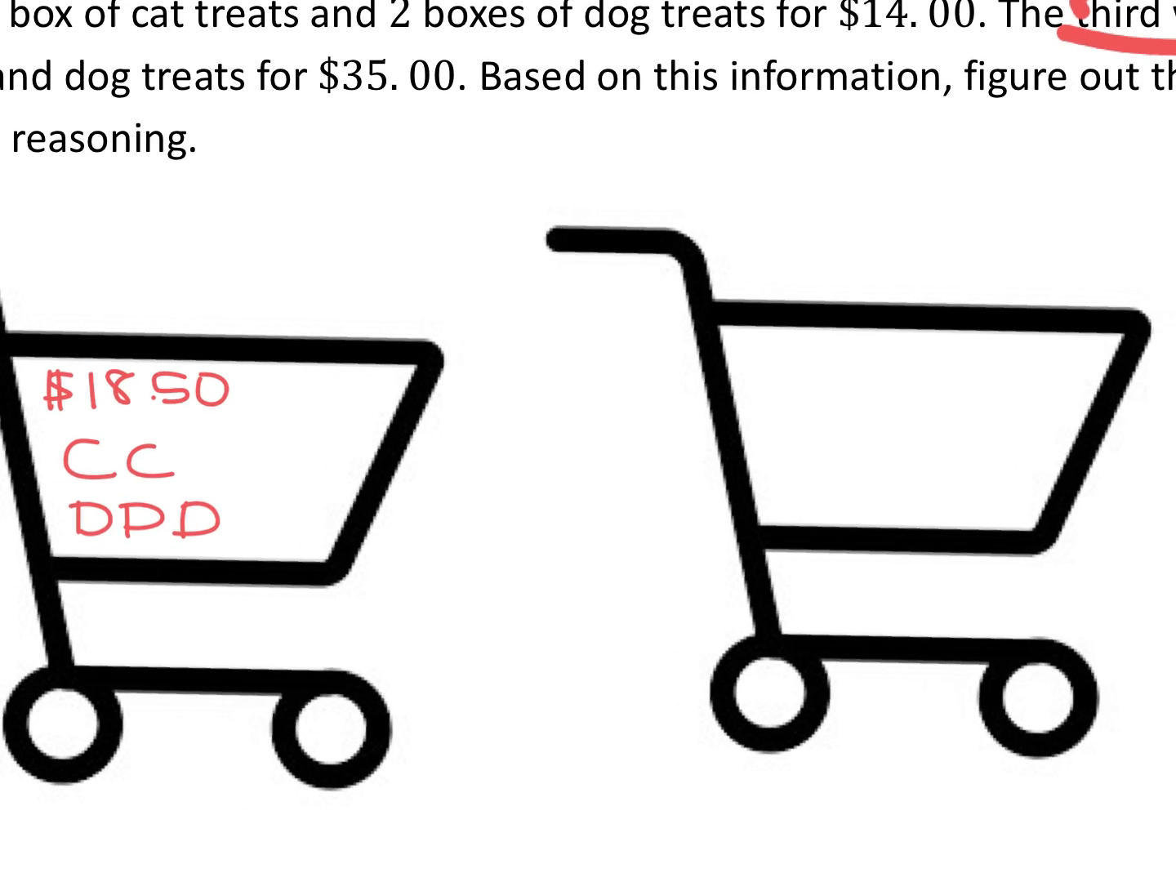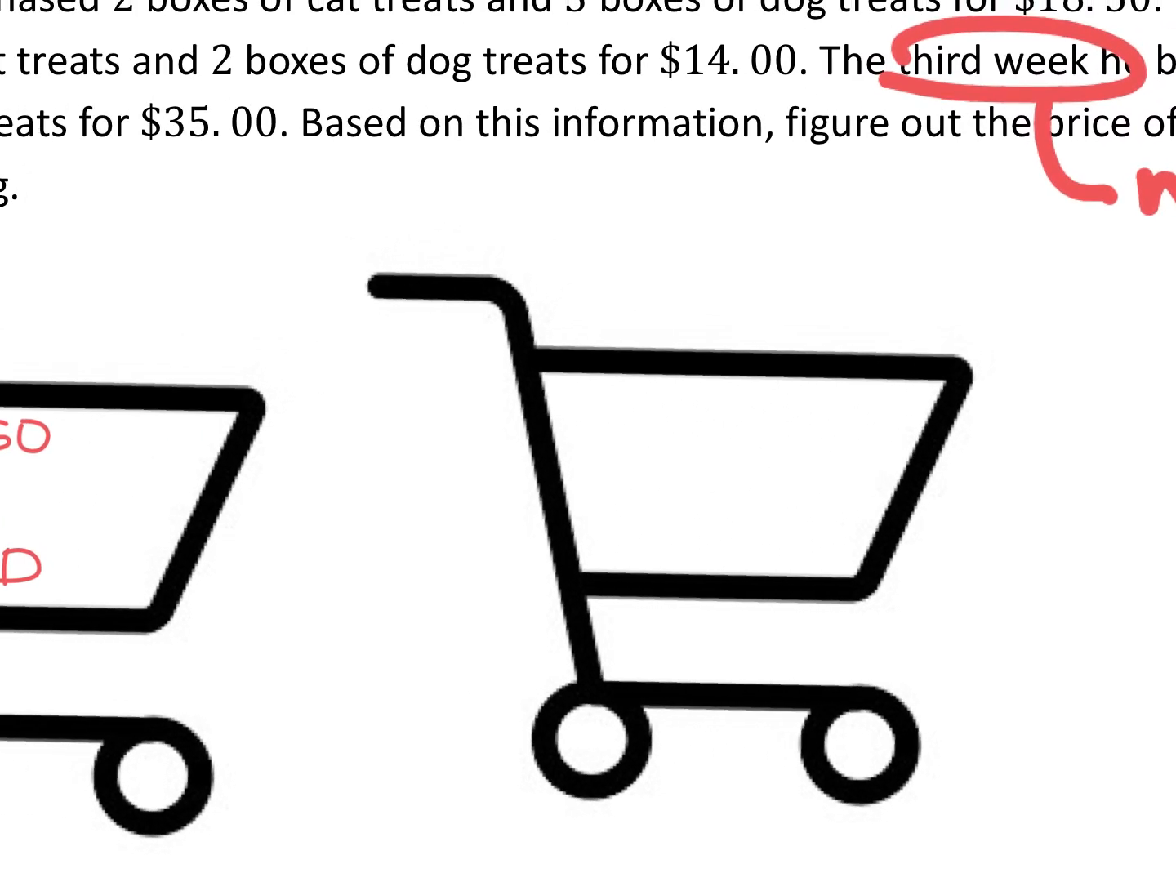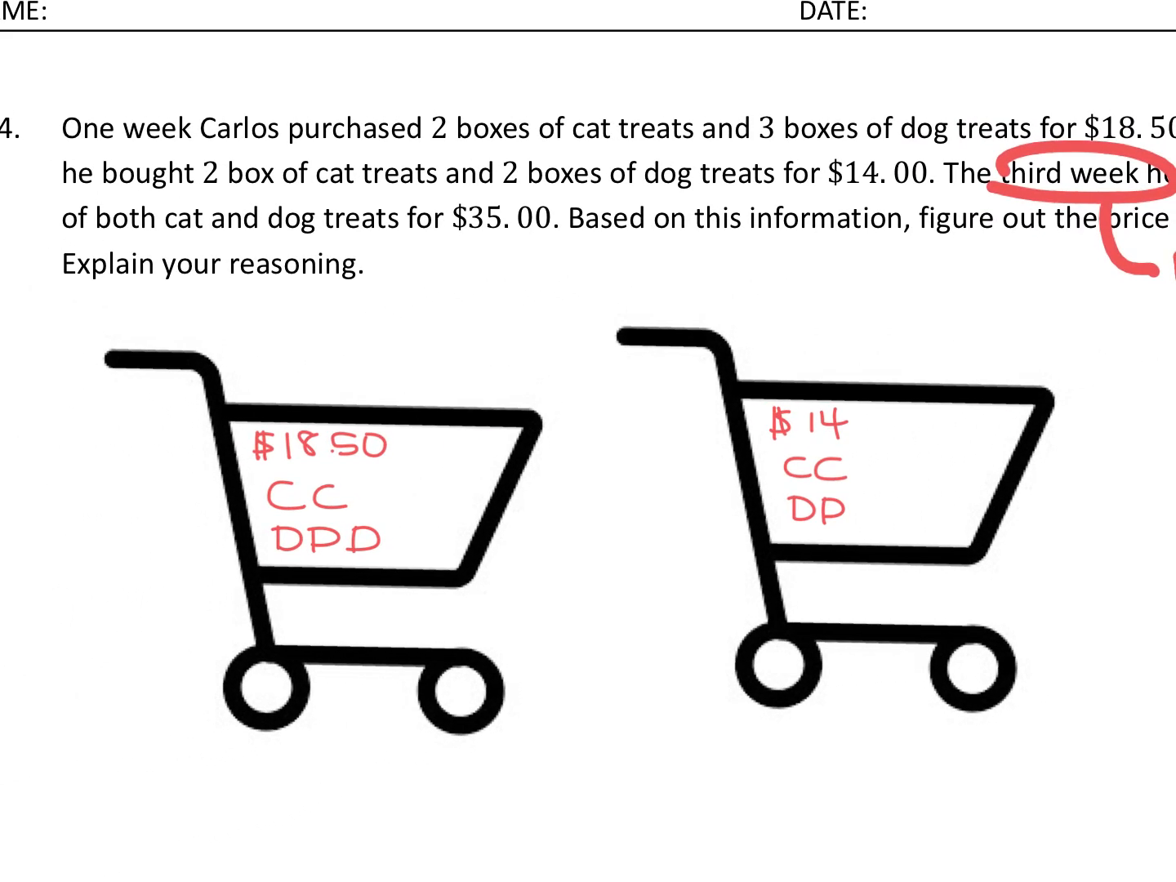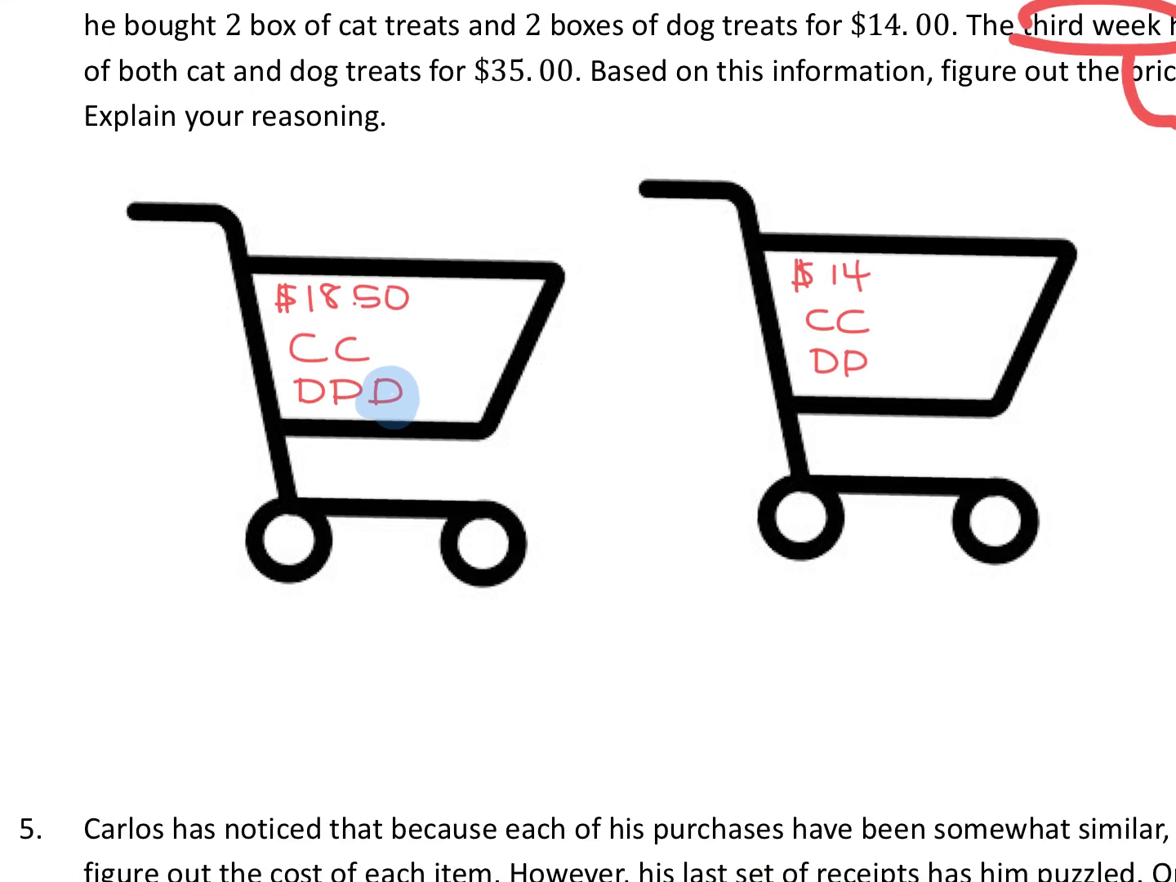Okay, and then the second week, his shopping cart only had 2 boxes of cat treats and 2 boxes of dog treats, and that was $14. Ooh, this is kind of nice. Just comparing the carts, there's only one difference. Like, we don't need to double any cart right here. Do you see just in the first cart, we've got this extra dog treat right there? So that must account for the difference in costs for the 2 receipts.